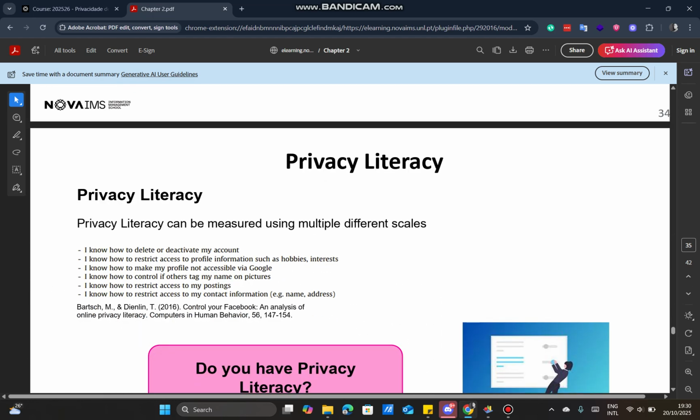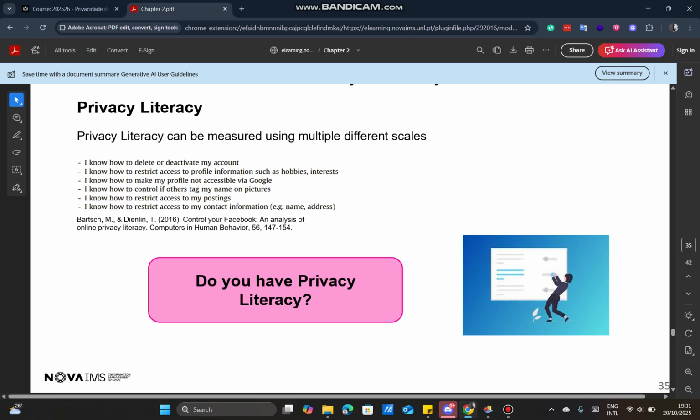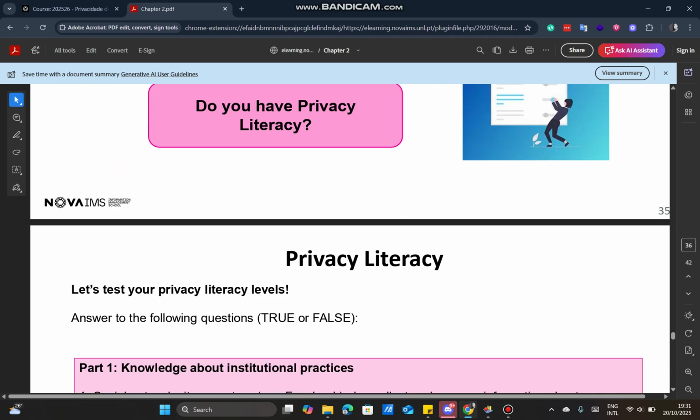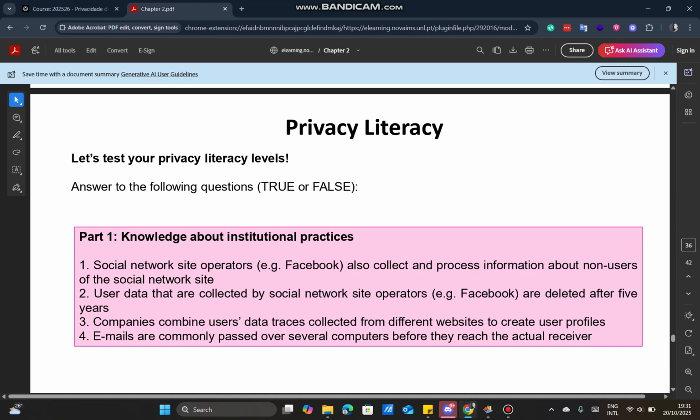So basically, privacy literacy wants you to answer these questions. Do you know how to delete or deactivate your account? Just restrict access to your profile, such as hobbies and interests. How to make your profile not accessible via Google. I don't think everyone knows this, but it is possible. How to control if others tag my name on pictures. How to restrict access to my posting. How to restrict access to my contact information. So if you know all of this, then you're good to go. You're very knowledgeable in privacy.